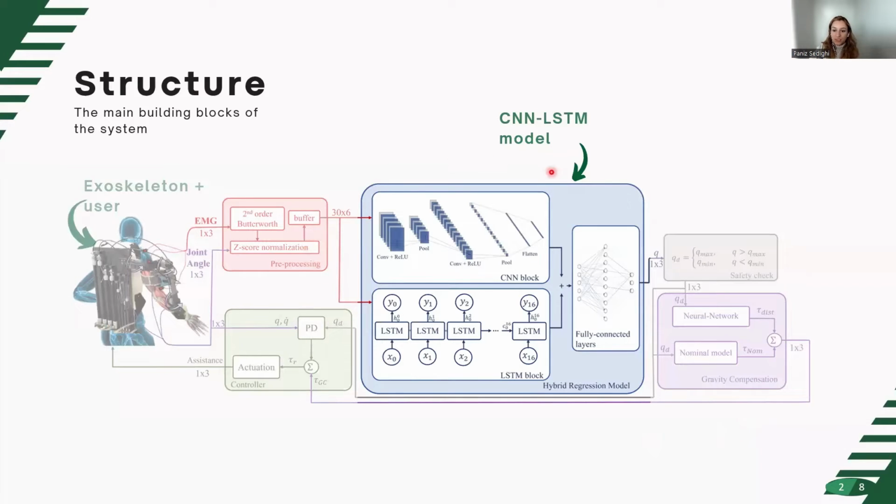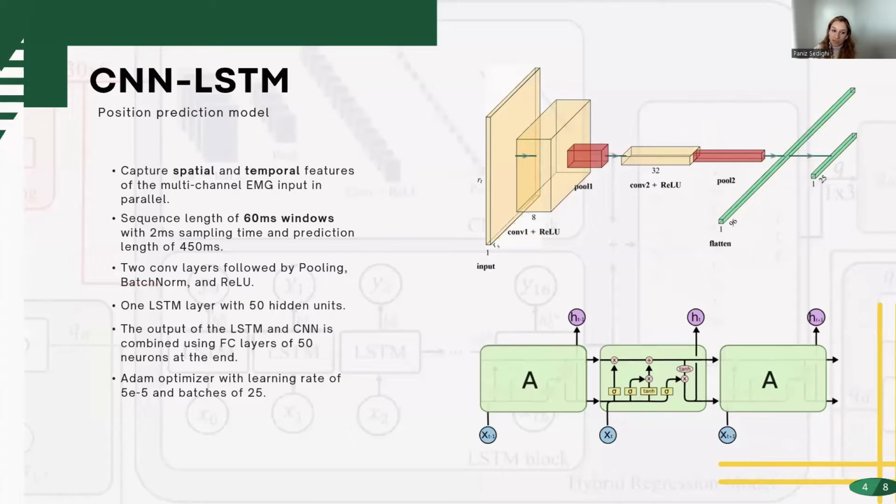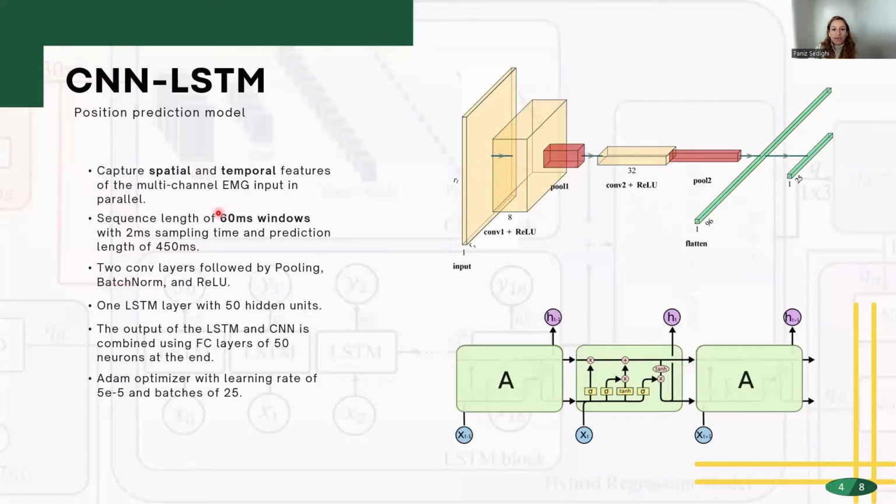Moving on to the next component of the system, which is the main one. This is the end-to-end deep learning model that connects the multi-channel EMG input to the desired position of the robot, which is the future angular position. This deep learning model comprises convolutional neural networks and long short-term memory for capturing spatial and temporal features of the multi-dimensional EMG input.